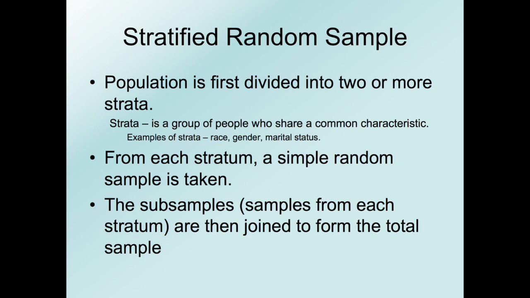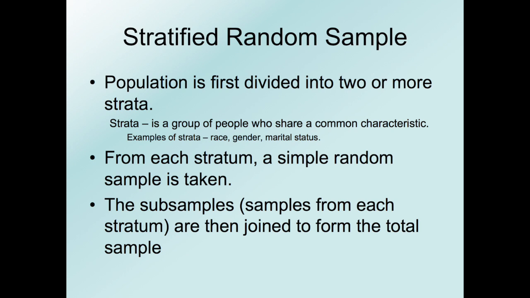The first thing is you divide the population into two or more strata, similar to what we do with the quota sample, which is the non-probability strategy. So you divide the population into two or more strata, where strata is just a group of people who share some common characteristic. It could be race, gender, age, or something else, like marital status.